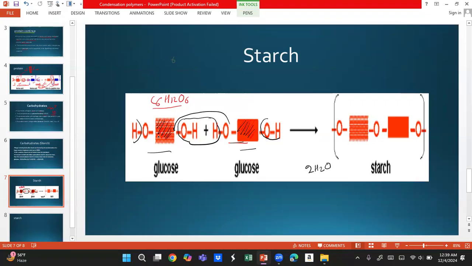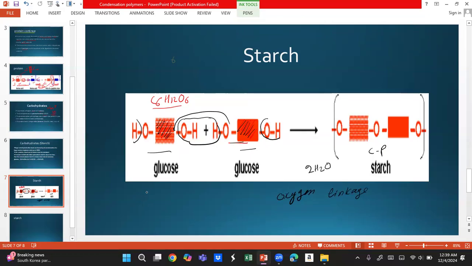So when these two simple glucose molecules join together, they produce a small segment of starch that is known as condensation polymer. So the linkage is oxygen linkage here. What type of linkage does starch have? Oxygen linkage. What type of polymer is it? It is a natural polymer and condensation polymer.